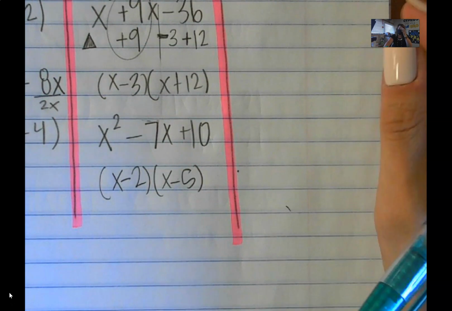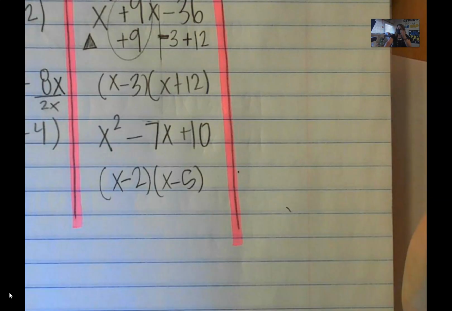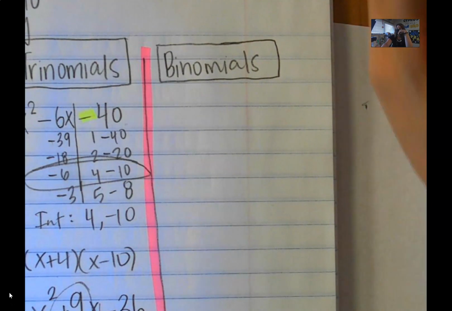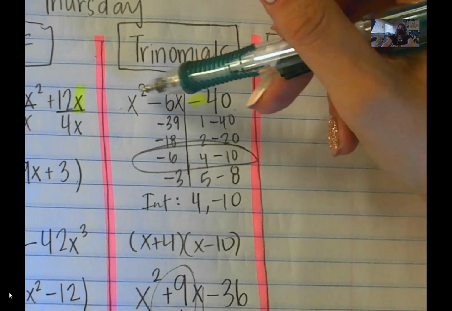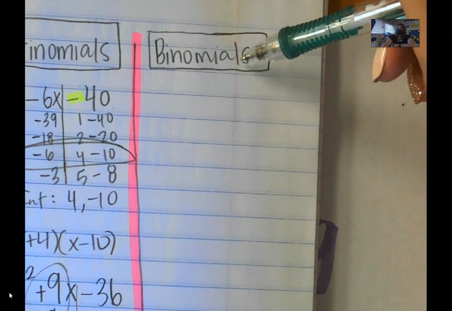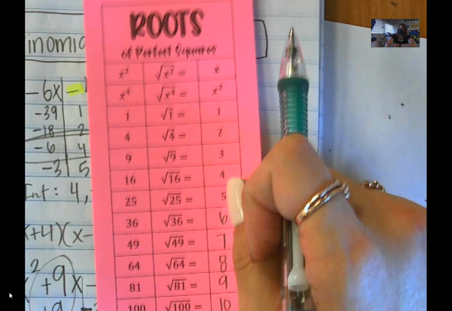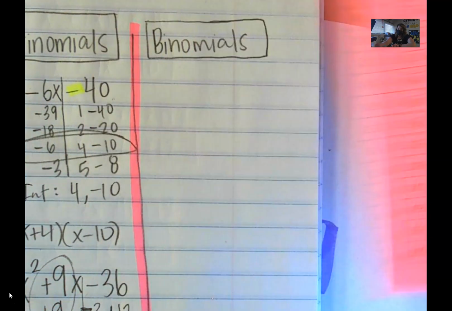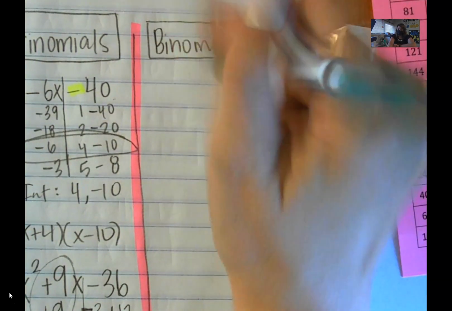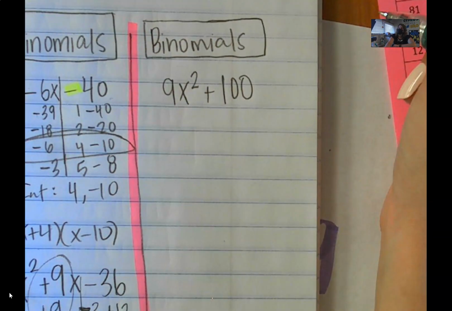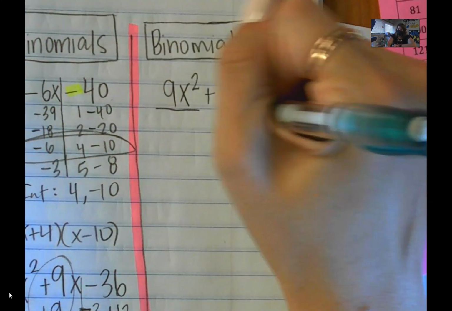Okay, and then our last set were our special binomials. So we have a special binomial when the expression that we're seeing is only 2 terms. So for a trinomial, it has 3. For these special binomials, it has 2, and you might want to use your pink roots card that you got last time. So let's say we have 9x squared plus 100. So 2 terms, 1, 2.